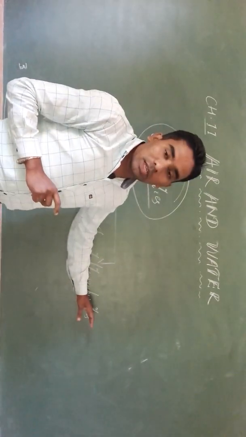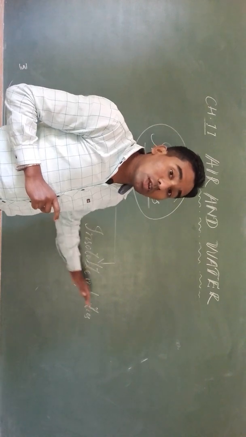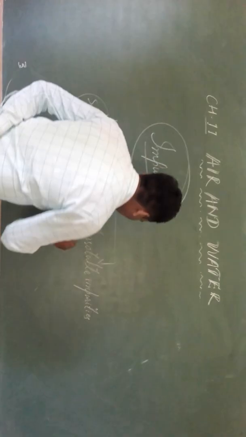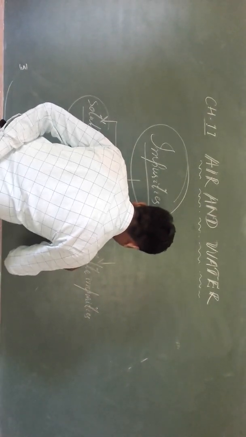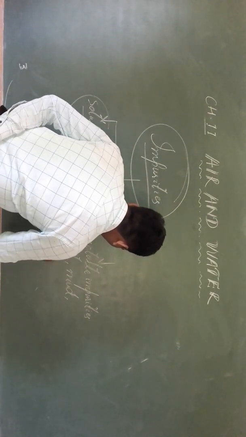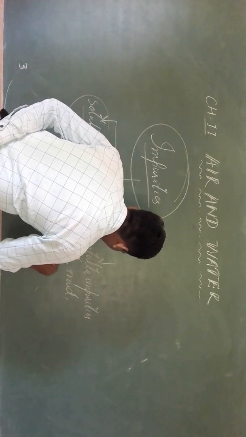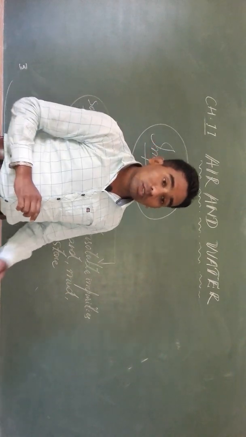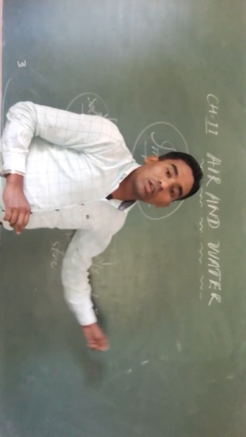But insoluble means which are not soluble, which are not dissolved, which are not mixed within the water. What are those? Sand, then mud, then stone particles. These are not mixed within the water. That's why they are categorized in the group of insoluble impurities.